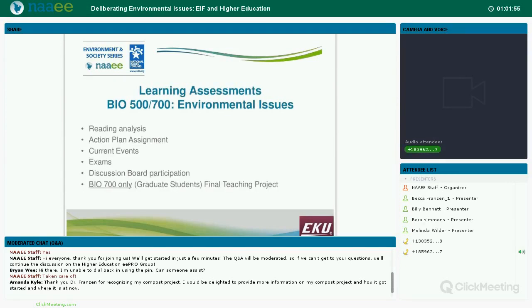The learning assessments are very similar as well in that course, again, except for the fact that because it's a hybrid course, they have discussion board participation that they're required to do. And then again, since we have graduate students, we have to have some differentiation for them. The majority of the graduate students are in-service teachers, and so their final project is developing a teaching plan for involving their students, whether elementary, middle, or high school, in learning about some local environmental issue.